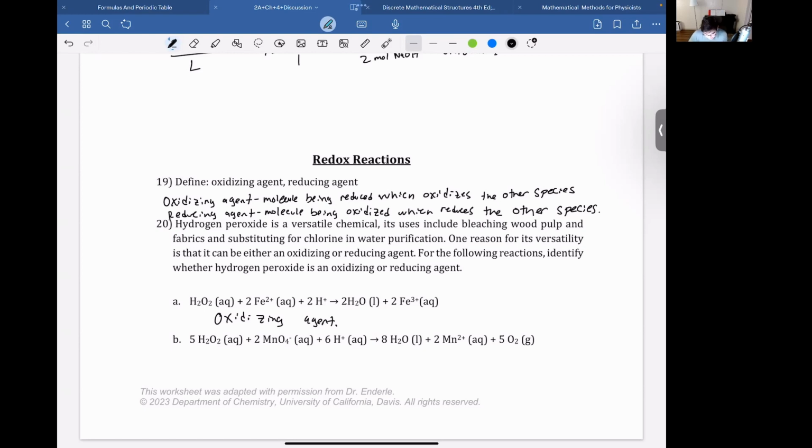B, same thing. We're going to look at manganese. So Mn right now has a charge of +7. Each oxygen gives a -2. To get to -1, -8 + 7 gives you -1. It goes from +7 to a +2. So Mn is reduced.